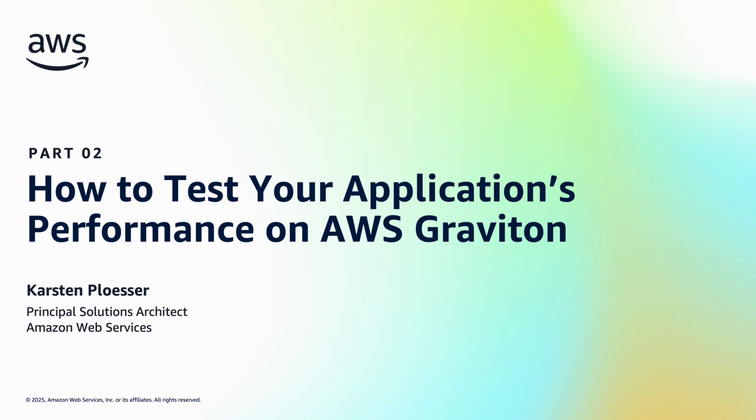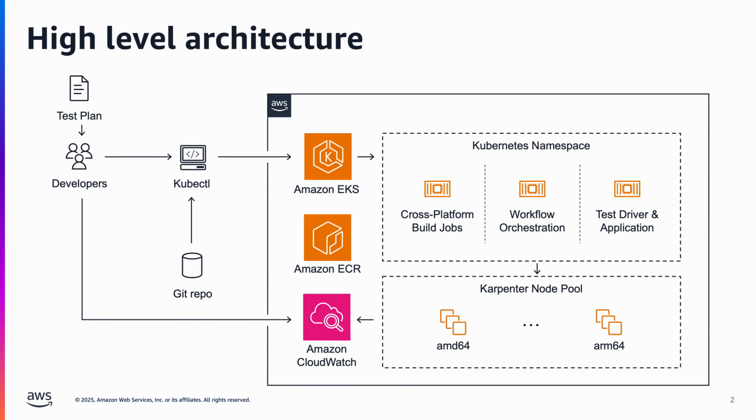In this video, I cover how to test your application's performance on AWS Graviton. This is the second of 3 short videos on this topic. I covered the conceptual background for performance testing and migrations to Graviton in part 1. In part 2, I cover how you reduce cycle time by using a containerized test harness and Kubernetes native deployment constructs to automate test execution.